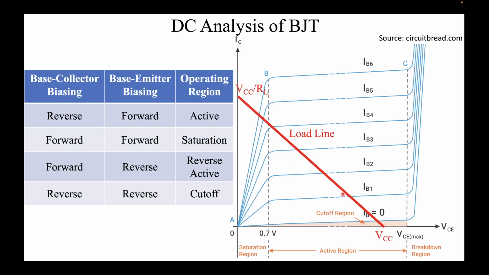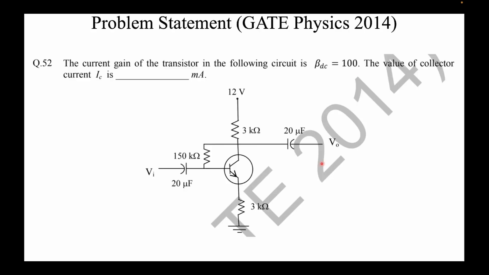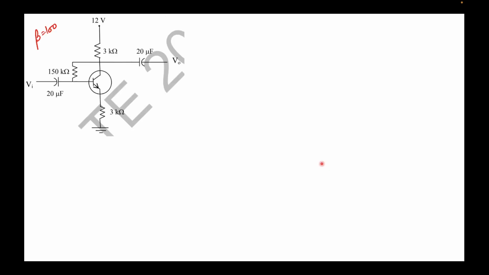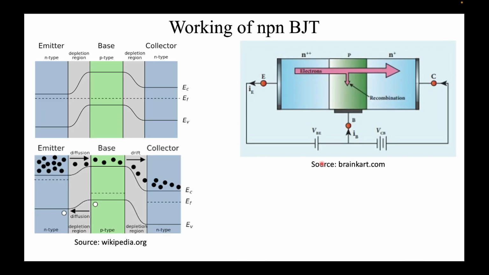Because it's a resistor, you can simply join these 2 points and you will get a straight line, and this is called the load line. Wherever these two intersect is called the quiescent point, or the bias point. We'll solve some problems and then we'll see this load line in a little more detail. So let's go ahead with that.